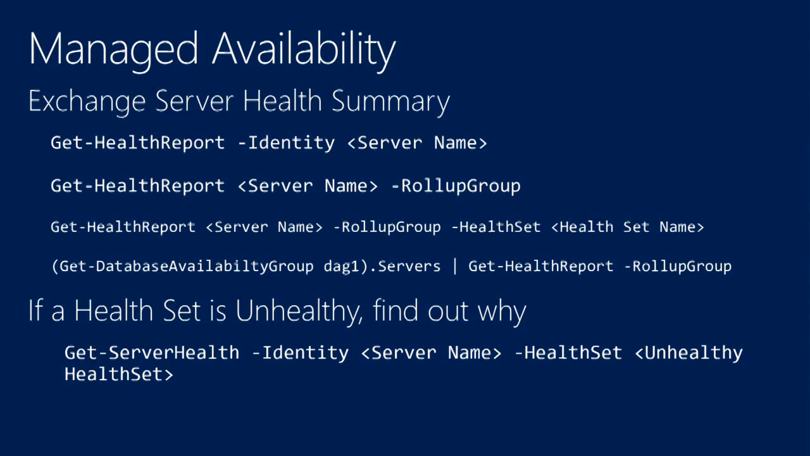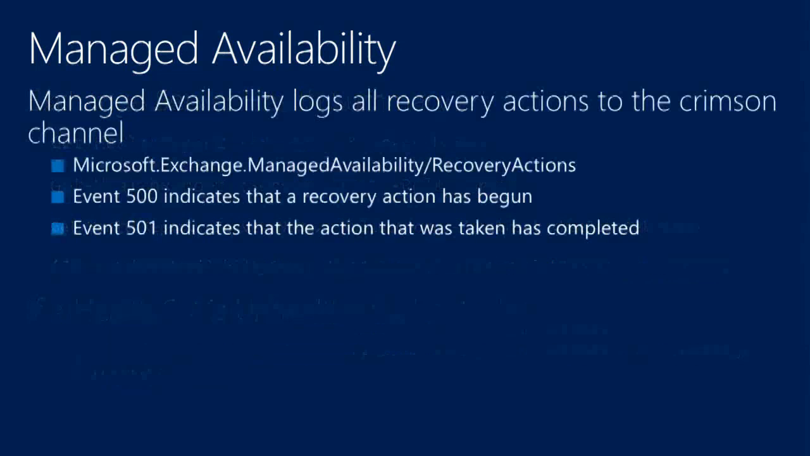So let's walk through some of this stuff. As I mentioned before, anything that managed availability does, it's going to log in the Crimson Channel event log. In this case, it's going to be in the Recovery Actions managed availability log. So it's going to go in there and log all that. When managed availability starts an action, that will be event 500. When it completes that action, whether it was successful or not, that will be event 501. So you'll always know what managed availability did or tried to do.